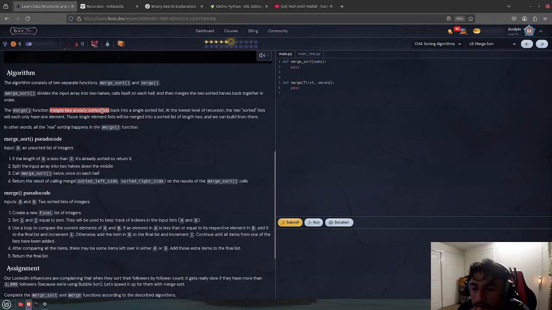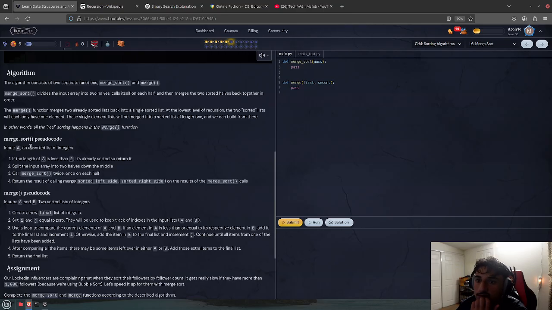It merges two already sorted lists back into a single list. At the lowest level of recursion, the two sorted lists only have one element. Those single element lists will be merged into a sorted list of length 2, and we can build from there. In other words, all the real sorting happens in the merge function.